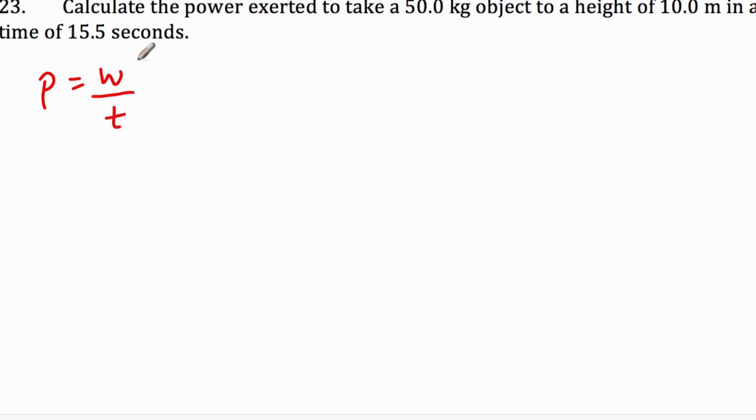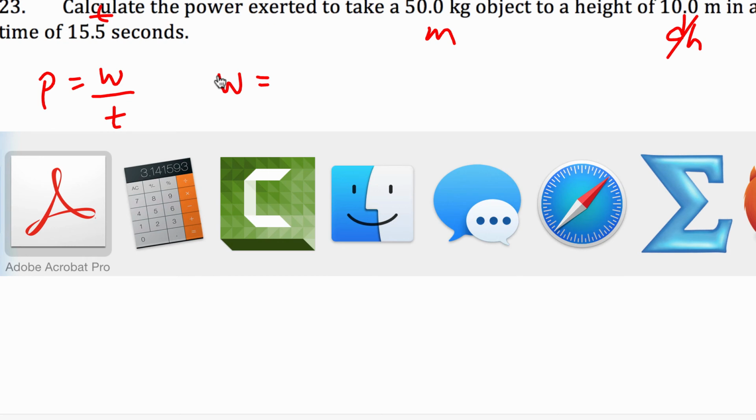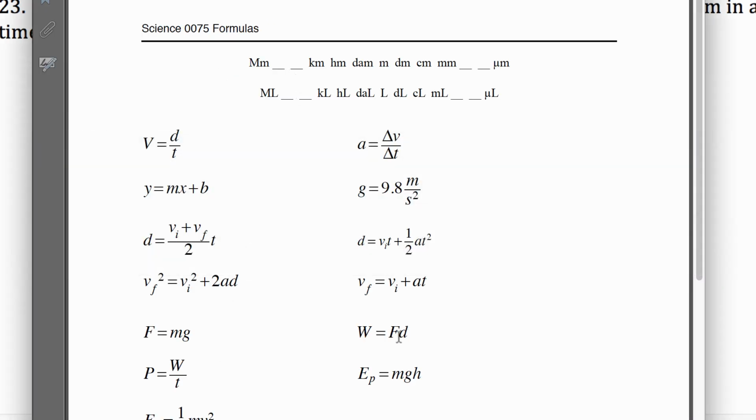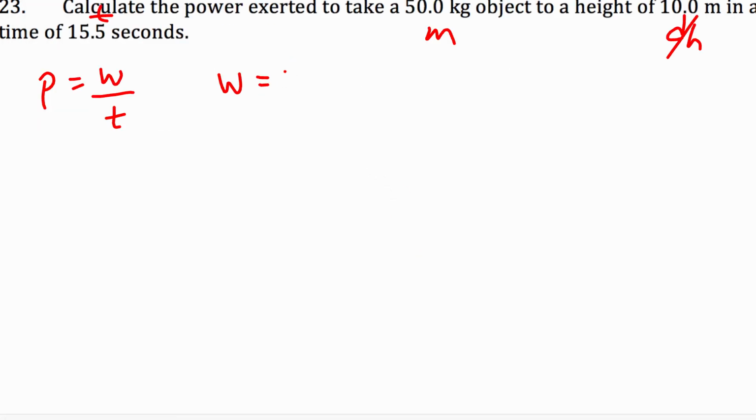Okay, work, oh, I don't have that. I have a mass, and I have a distance, or maybe a height, and I have a time. I guess I have a number there, but I don't have work. Let's try and figure out work. Work is equal to, what's my formula again? Force times distance. I have a distance. Yeah, I don't have a force.